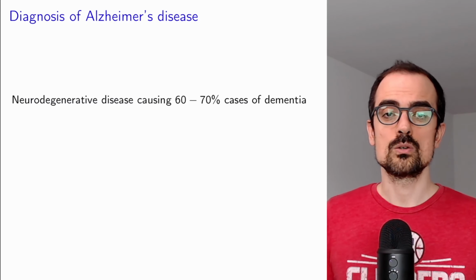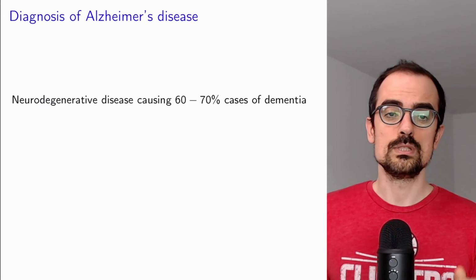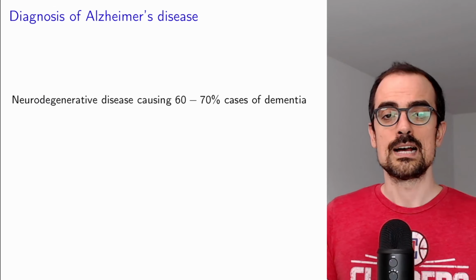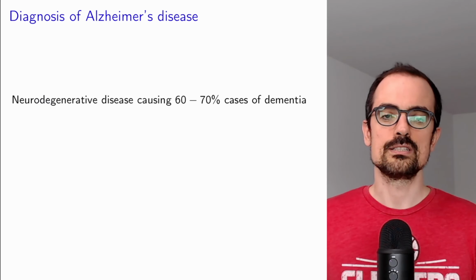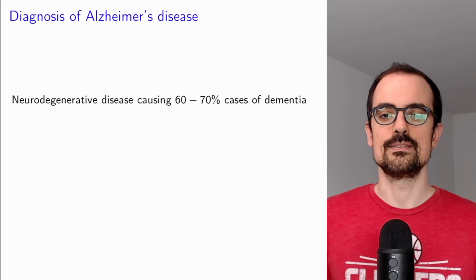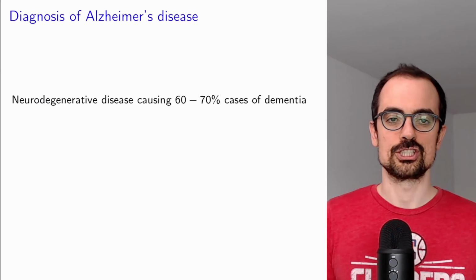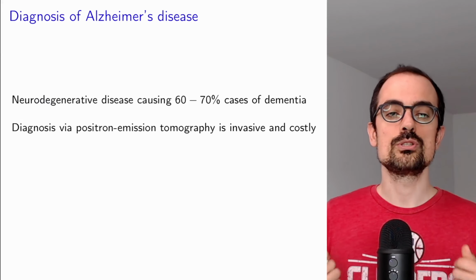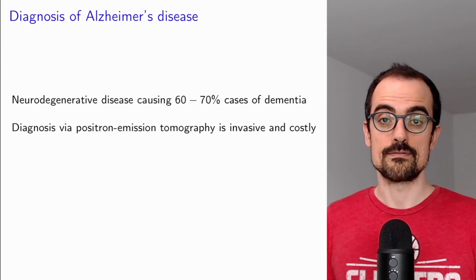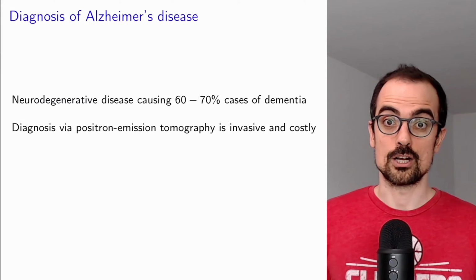As a motivation, we're going to use a data set where we're trying to do diagnosis of Alzheimer's disease. Alzheimer's is a terrible neurodegenerative disease that causes between 60 and 70% of the cases of dementia. It can be diagnosed using positron emission tomography, but this is invasive and very costly.